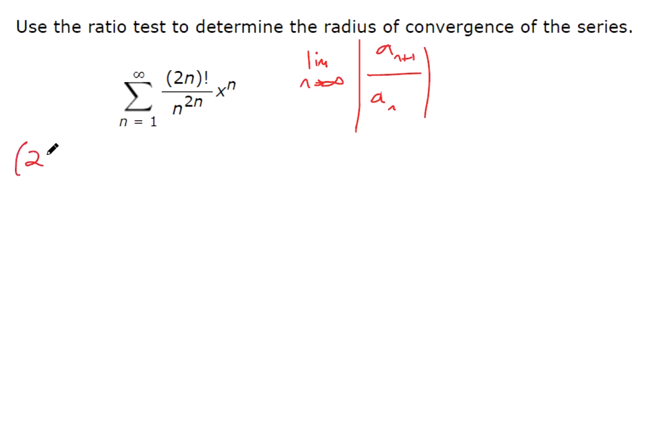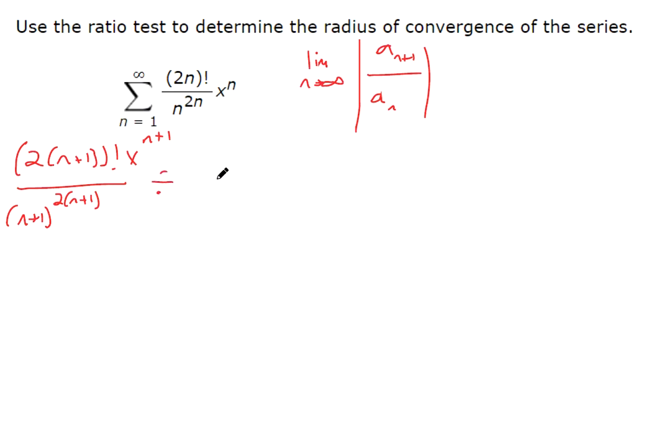This is 2 parentheses n plus 1 factorial over n plus 1 to the 2n plus 1 power, and then that's times x to the n plus 1. I'm going to put that in the numerator though. Like if you're multiplying by x to the n, that's x to the n. Well, if you're multiplying by x to the n plus 1, you can just move it upstairs because it's got a little 1 underneath it. That way, I'm dividing this a sub n term.